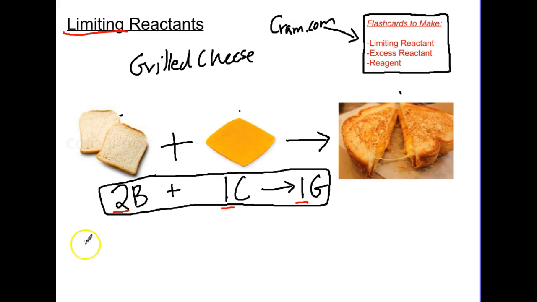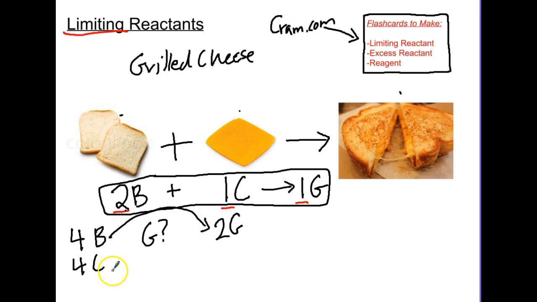Let's say, for example, you went into your fridge and you found 4 slices of bread and you found 4 slices of cheese. Okay? How many grilled cheeses could you make with those materials? Well, if you have 4 slices of bread, but it takes 2 slices of bread to make one sandwich, you could make only 2 grilled cheeses because you need 2 slices of bread for each one. With the 4 slices of cheese, you could make 4 grilled cheeses. So how many can you make with the materials that are given to you? You can only make a maximum of 2 grilled cheeses.